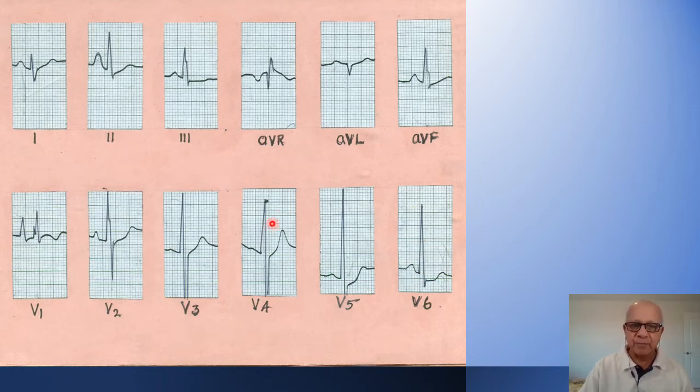Now here the P pulmonale which has developed and the right ventricular hypertrophy which has developed tell you that the child has already developed pulmonary artery hypertension, isn't it?